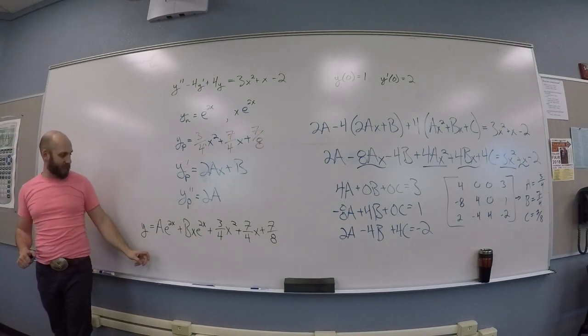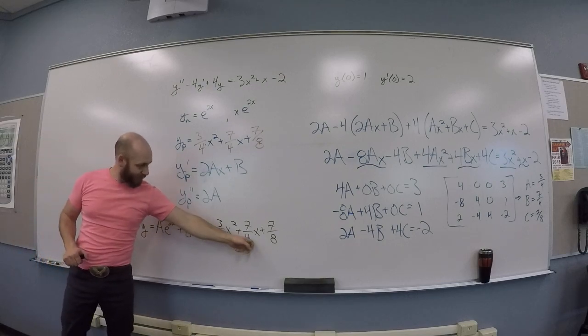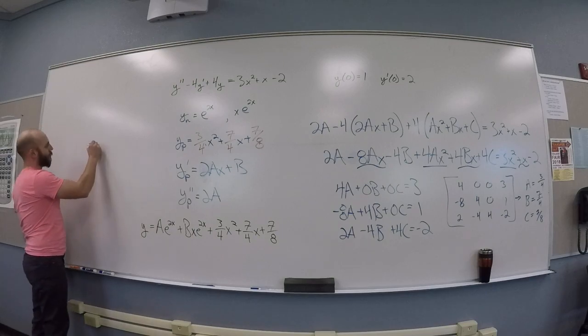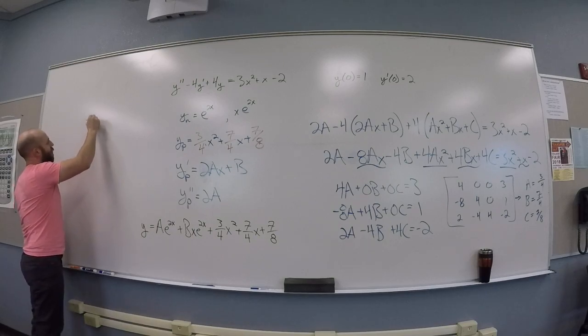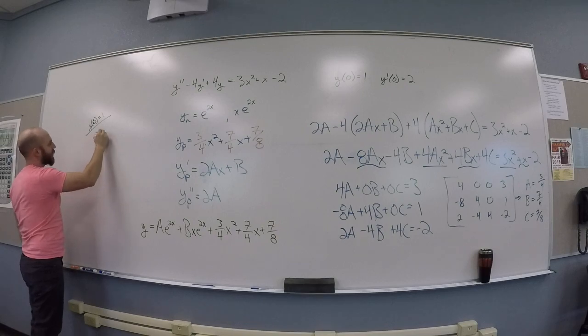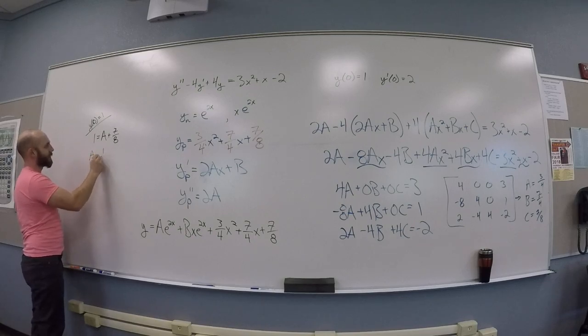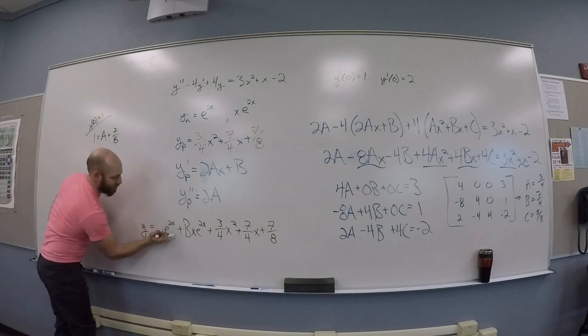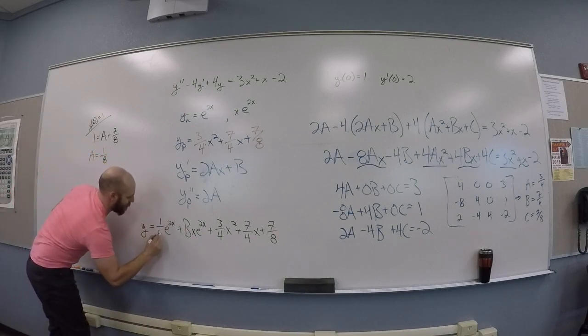Right, so when x is 0, that piece and that piece all go away. So you get 1 minus 7/8 equals... No. y of 0 is 1. Yep, I agree. You're looking at 1 equals a plus 7/8. So a is an eighth.